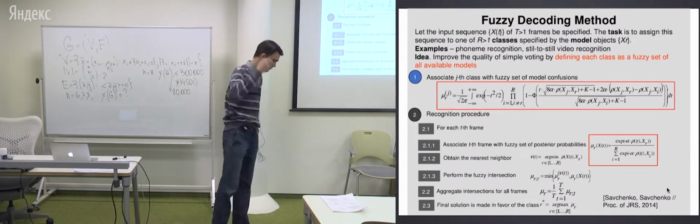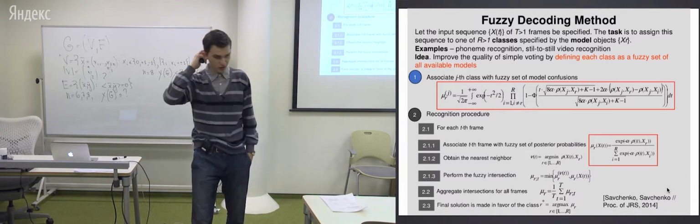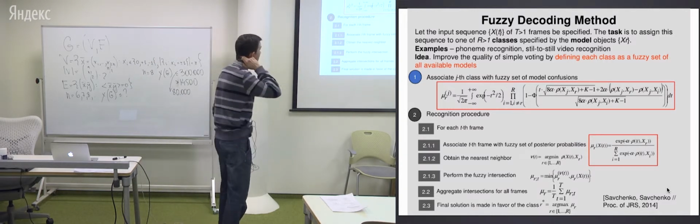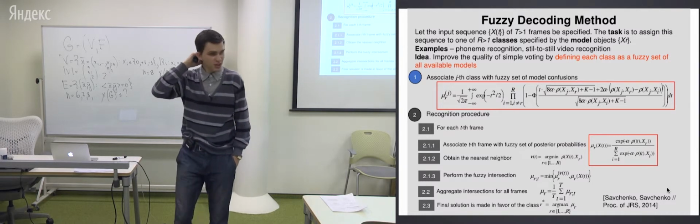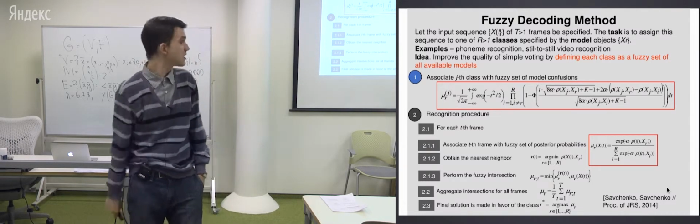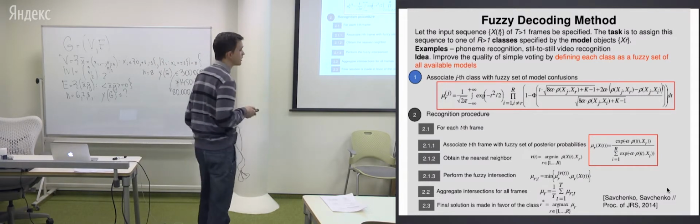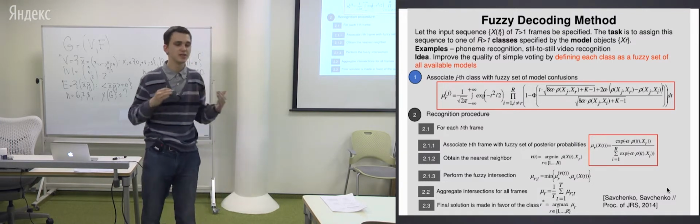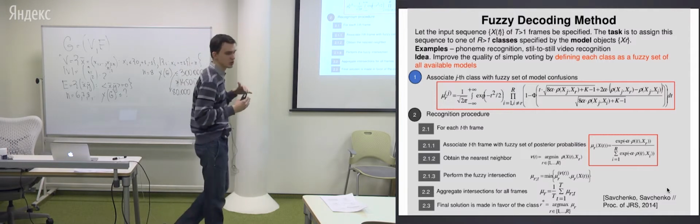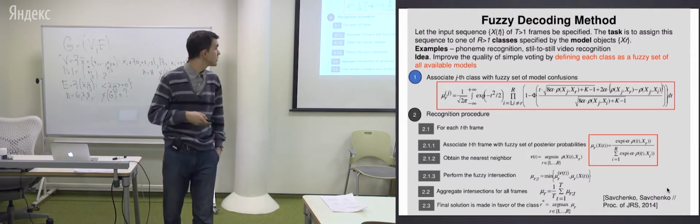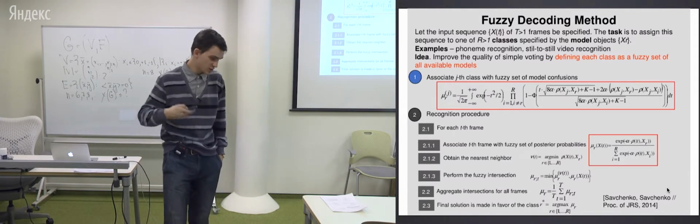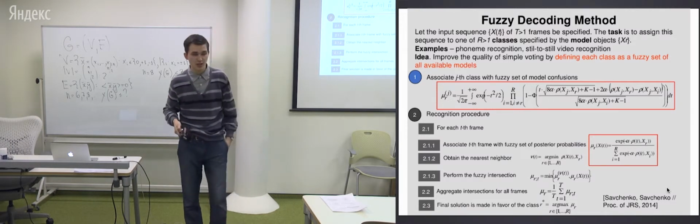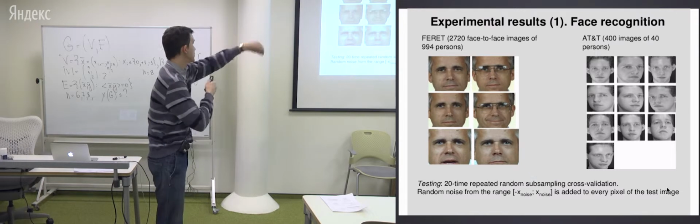It's a bit different method. I will speak about it very shortly because it's primarily applied for us in speech analysis. But in fact, it can be used in video-based recognition when we use a fuzzy set theory and define each class as a fuzzy set of all available models, not only the models of this class, but all available models. So we define this fuzzy set based on the distances between models from these classes. And we can show that this approach is quite efficient if we have several frames containing the same object. So it's a video-based still-to-still recognition. Okay, experimental results.